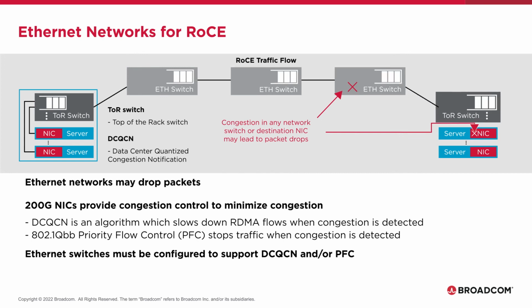Broadcom NICs implement the RoCE congestion control algorithm known as DCQCN. DCQCN stands for Data Center Quantized Congestion Notification. The DCQCN algorithm slows an RDMA flow when congestion is detected for the flow. Besides DCQCN, 802.1Qbb Priority Flow Control, PFC, can be used to pause RoCE traffic when congestion is detected. PFC stops traffic for a time once congestion is detected. Ethernet switches in a RoCE network must be configured for DCQCN and/or PFC.